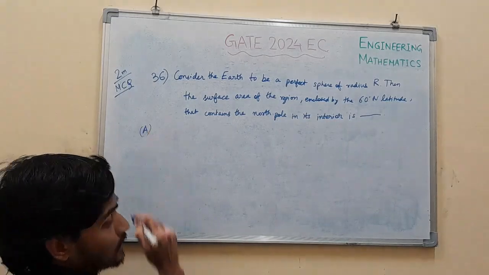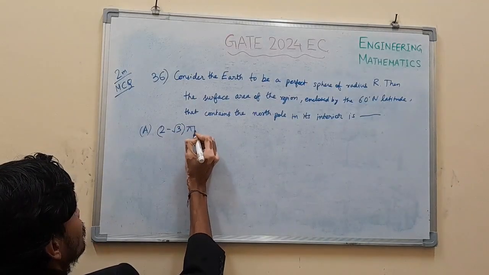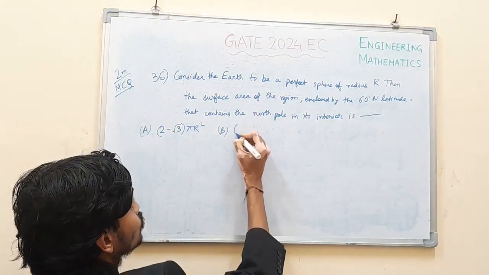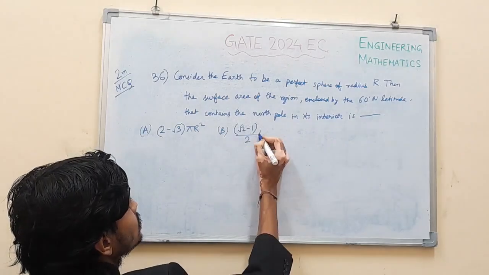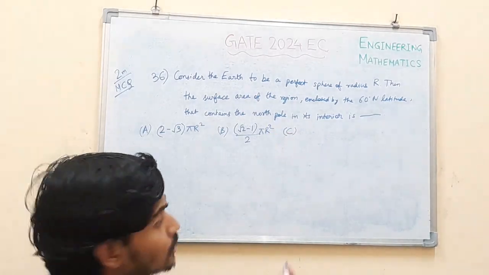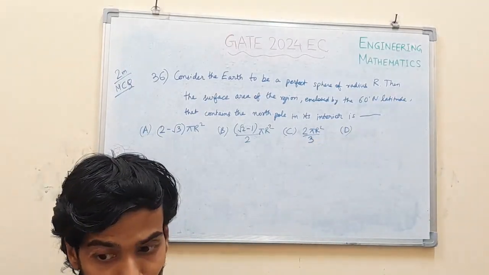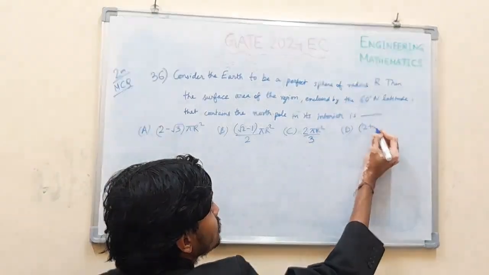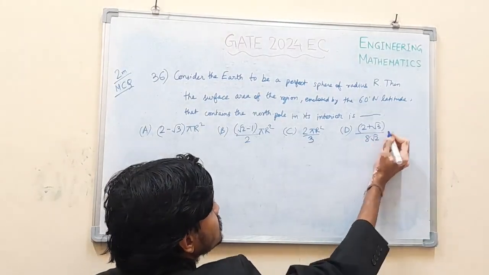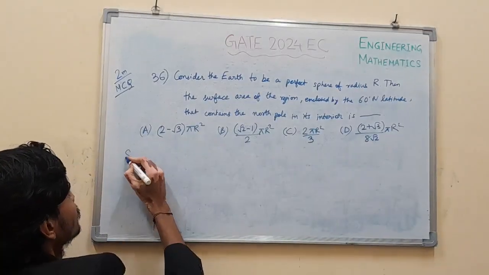Options are given as: option A, 2 minus root 3 pi r square; option B, root 2 minus 1 by 2 pi r square; option C, 2 pi r square by 3; and option D, 2 plus root 3 by 8 root 2 pi r square. Let's move to the solution of this question.